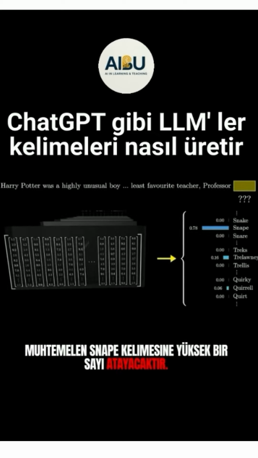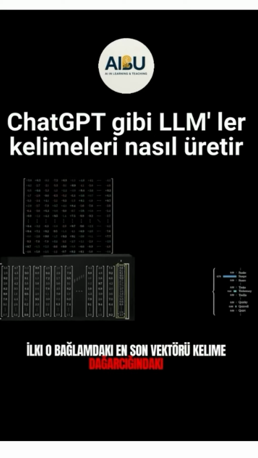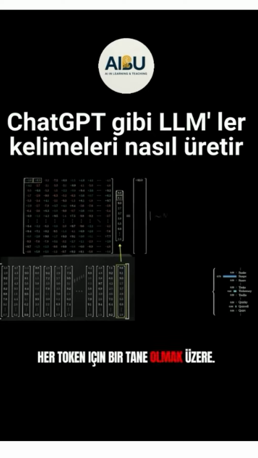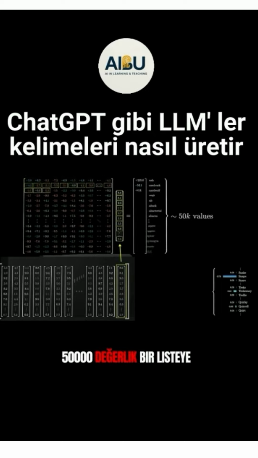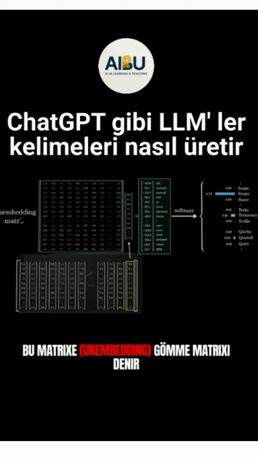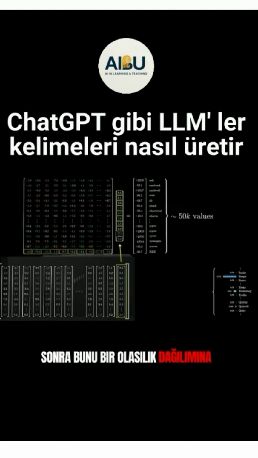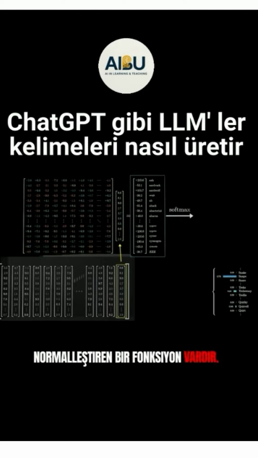This involves two different steps. The first one is to use another matrix that maps the very last vector in that context to a list of 50,000 values, one for each token in the vocabulary. This matrix is called the unembedding matrix, and we give it the label WU. Then there's a function that normalizes this into a probability distribution.